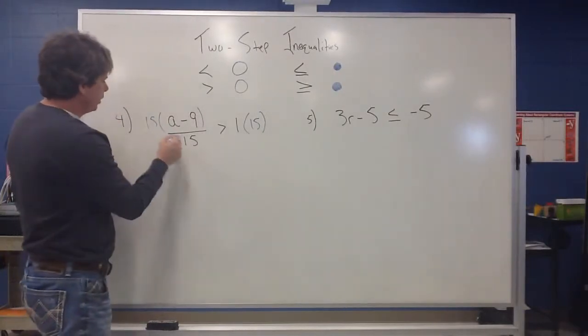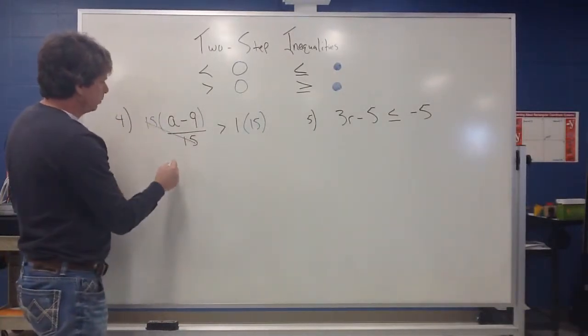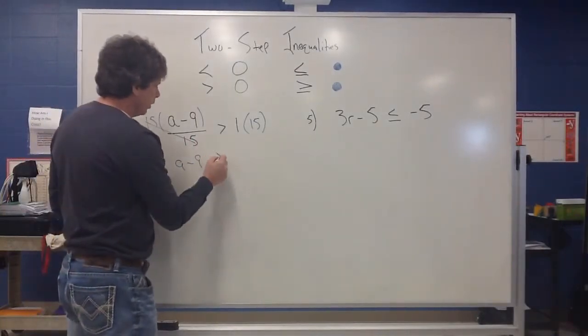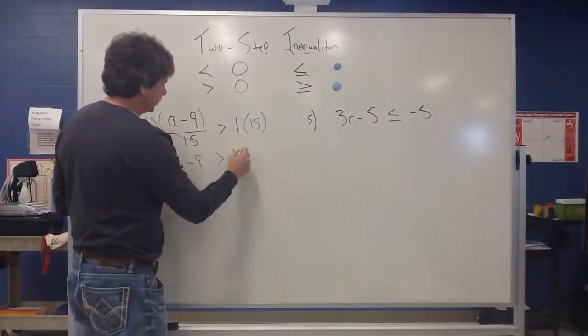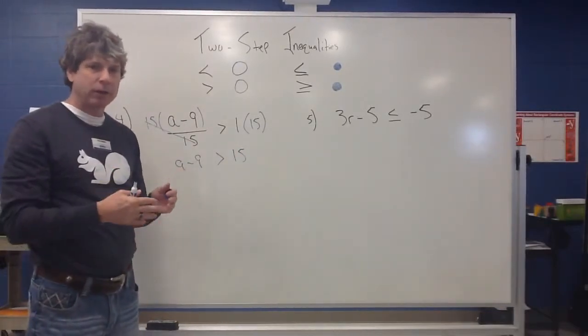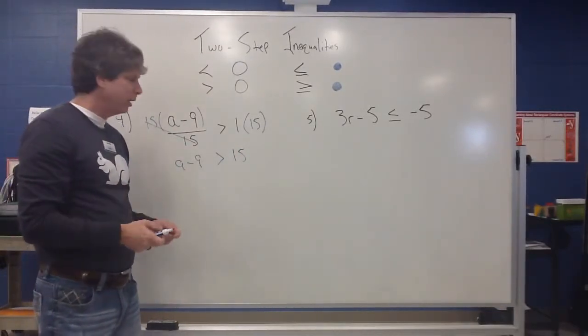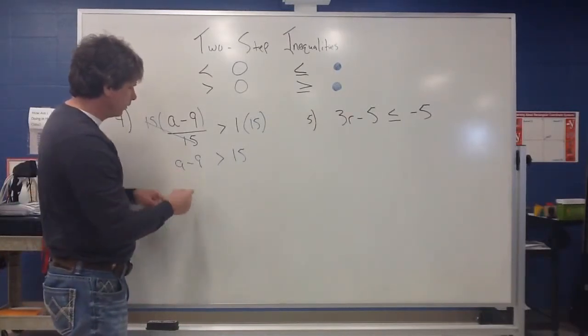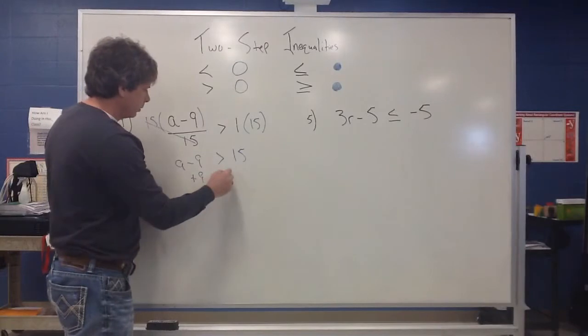So we learned that these 15s will go ahead and divide out. And then this brings down this a minus 9. And then we have the greater than, and 1 times 15 is 15. And since we didn't multiply or divide both sides by a negative number, that inequality sign stayed the same. Now to get a by itself, I just have to get rid of this negative 9, and I can use a 0 pair, add a 9 to both sides.